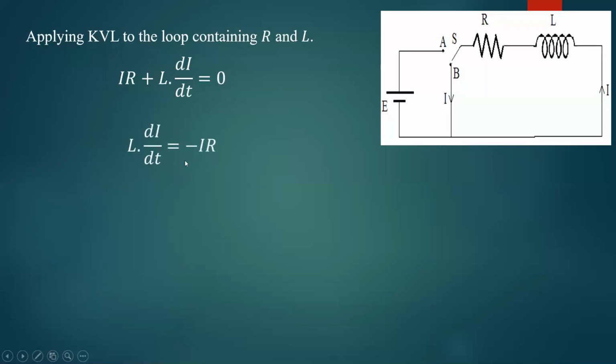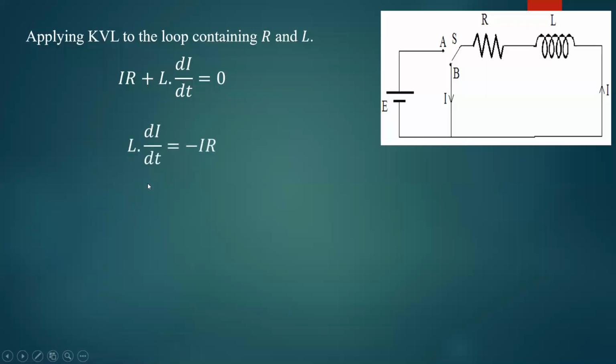Okay, then rearrange. You take the terms containing I on one side and the other terms on the other side. You will get dI by I is equal to minus R by L into dt. I will take L to the other side. So you will get dI by I is equal to minus R by L into dt. So separation of variables is done.